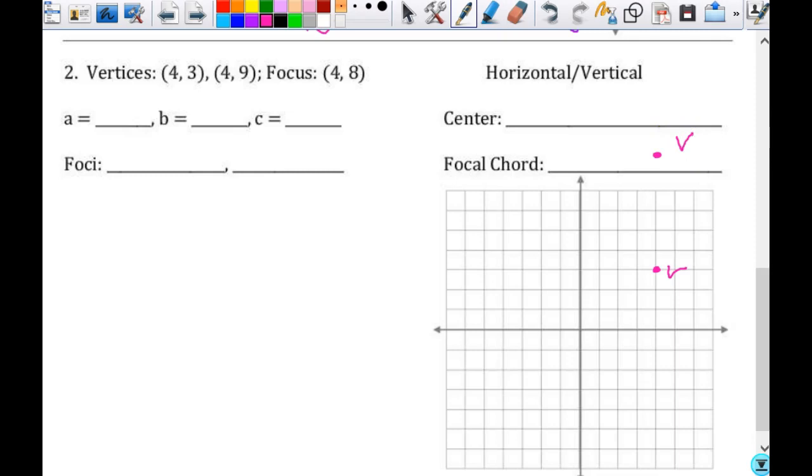So there's that. And then, so right now, is this a horizontal or vertical orientation? Vertical. If those are my 2 vertices, the vertices go along the major axis. So right now I know it's vertical because there's my major axis, even though I don't have anything else. My focus is at 4, 8, which is that first point that goes off the graph badly.